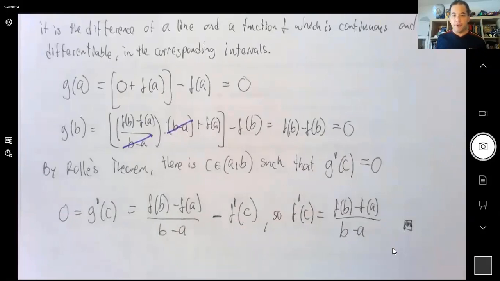I'm going to stop real soon now, and we're a little bit over time, and we'll continue looking at some conclusions, some corollaries of this mean value theorem.